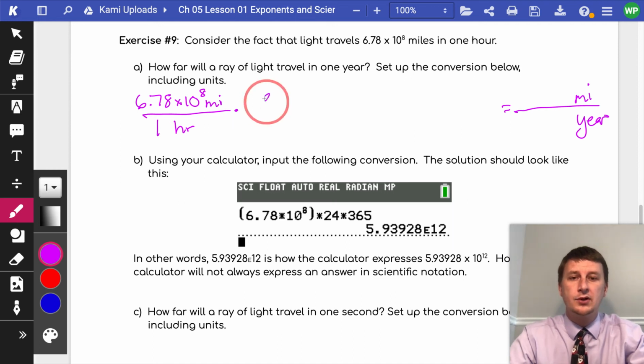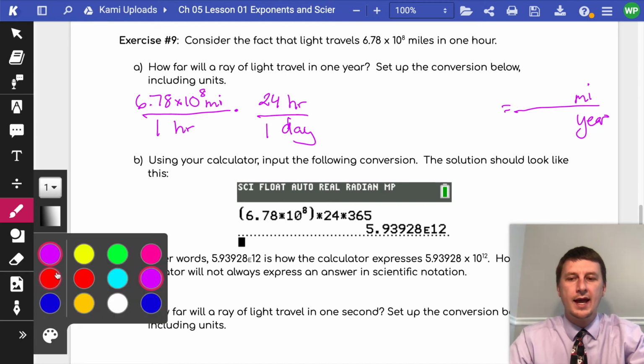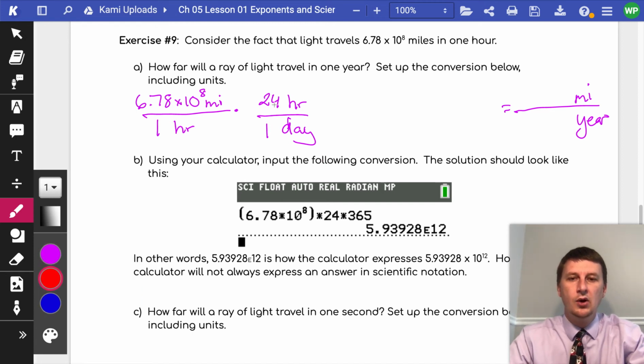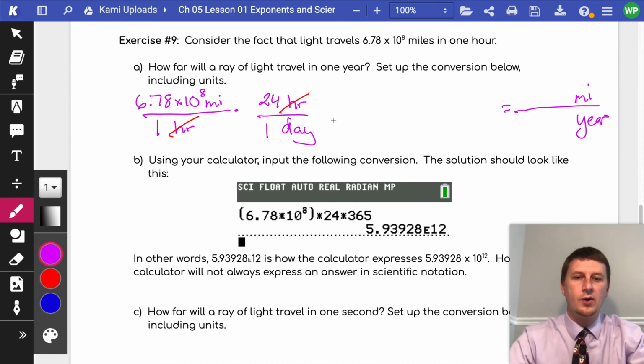So I know that there are 24 hours in 1 day. And I write it where 24 hours is in the numerator because now I have created a situation where hours are in the numerator and also the denominator. So the hours units can cancel out. And now I'm left with miles per day. But again, I want to get to miles per year. So I'm not quite there yet.